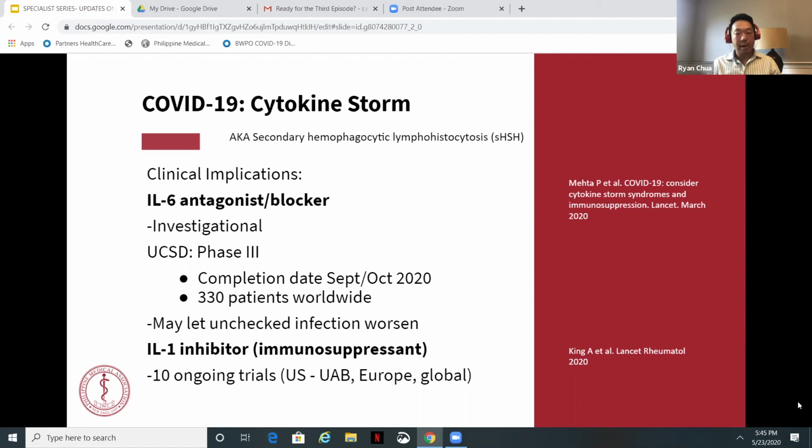And anecdotally, it's been mentioned in the New York and even the Boston area to be potentially beneficial to the patients. So the downside with the IL-6 blockers is that if there was an unchecked infection, it potentially could worsen that infection. So other things that could be provided would be an IL-1 inhibitor, as mentioned previously by the previous speaker. There are ongoing trials in the US, in Europe, and globally. And that's essentially the meat of the discussion.